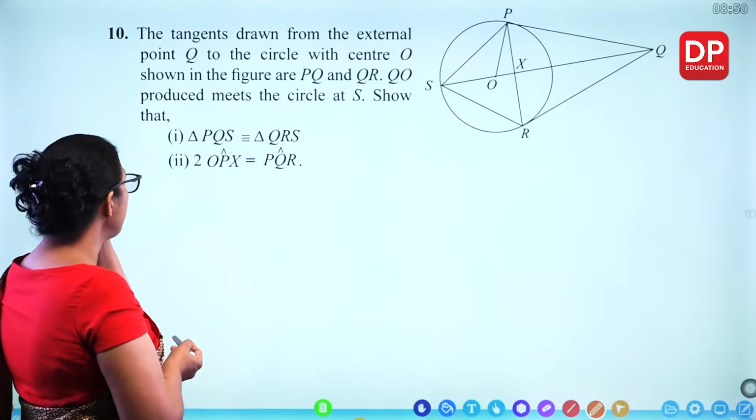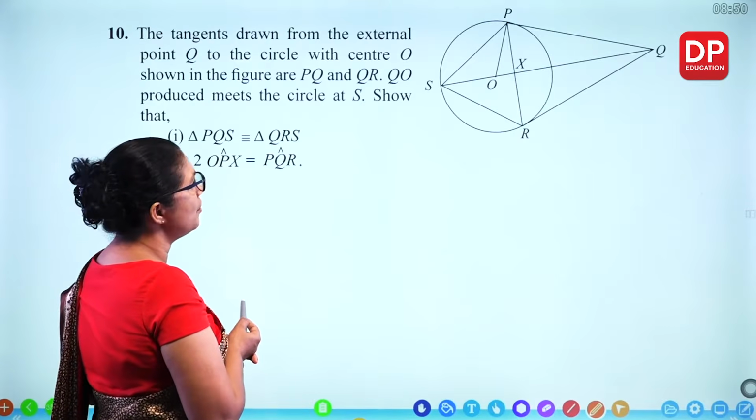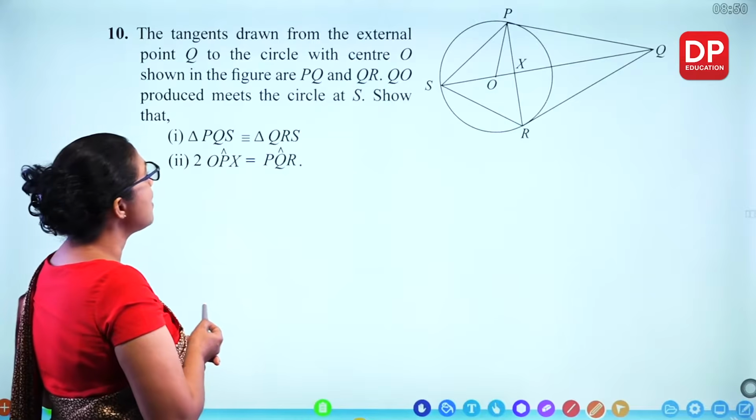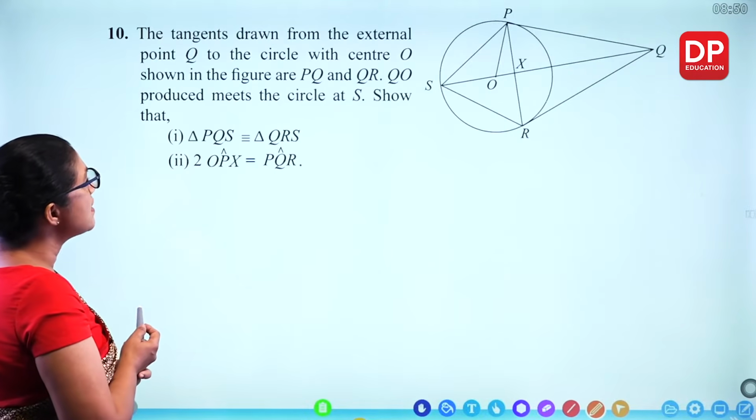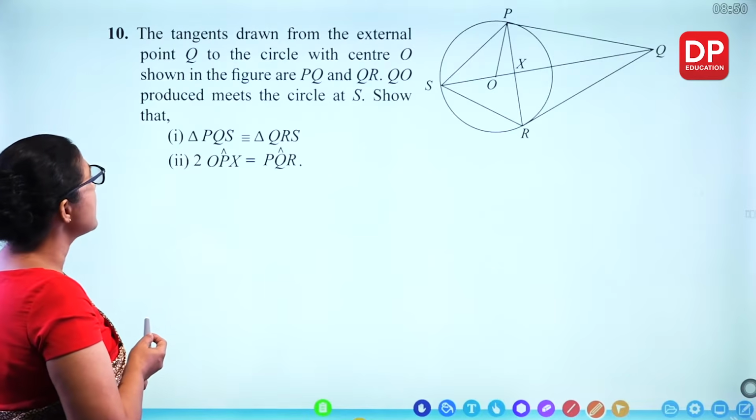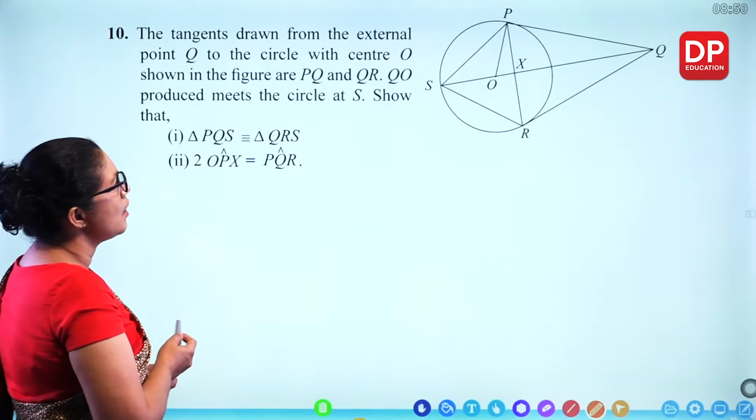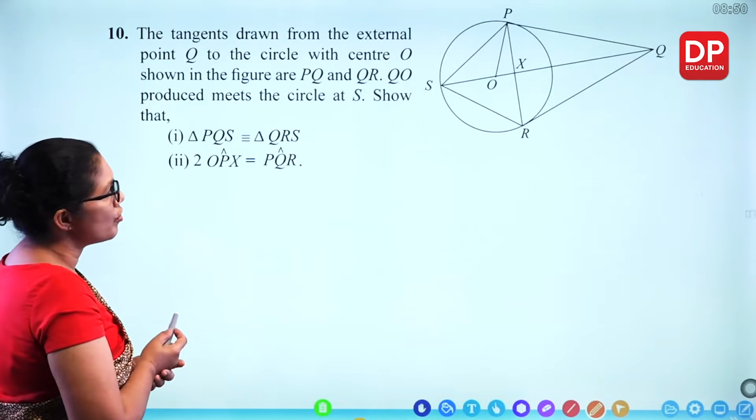Question number 10. The tangents drawn from the external point Q to the circle with center O shown in the figure are PQ and QR. QO produced meets the circle at S. Show that triangle PQS and triangle QRS are both congruent.